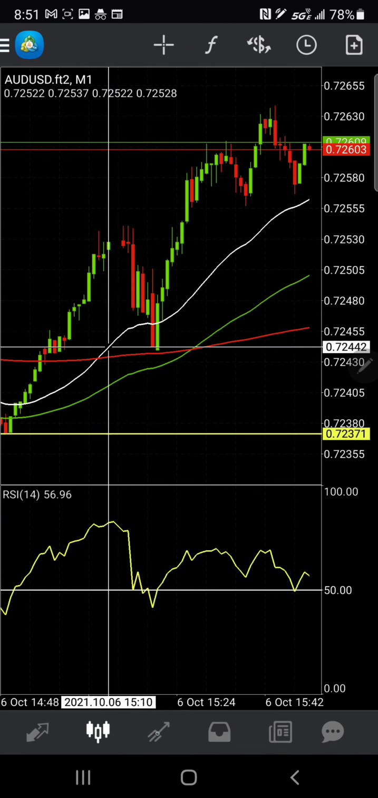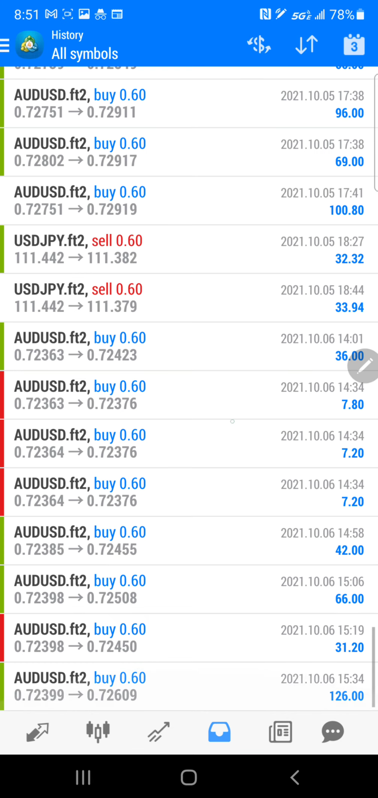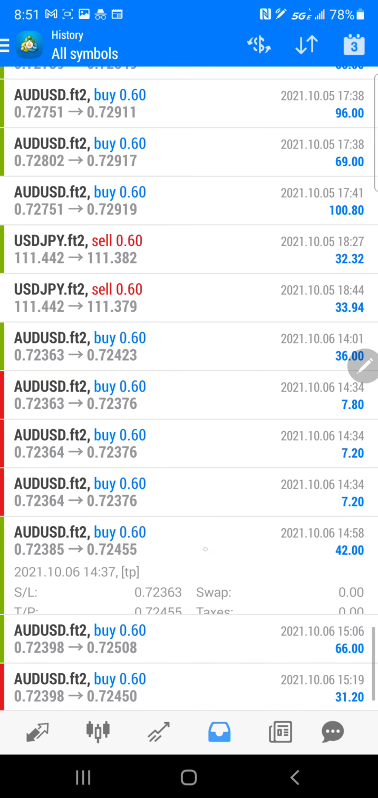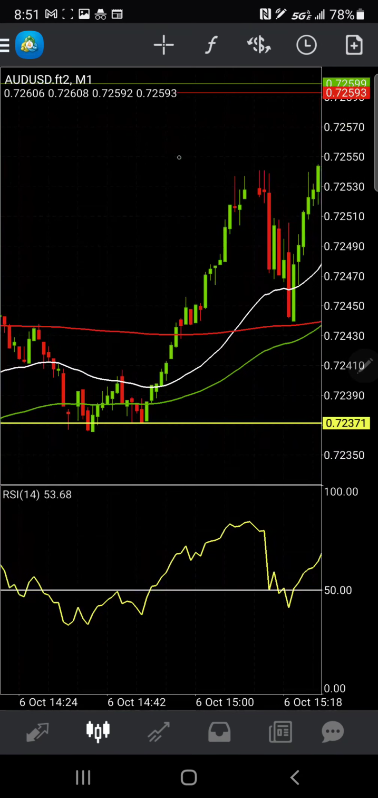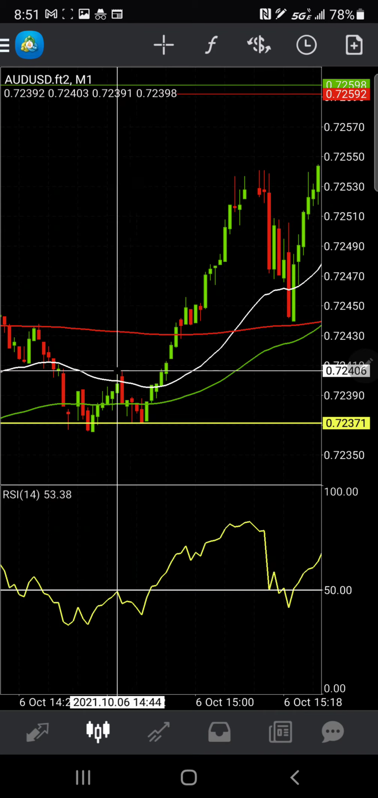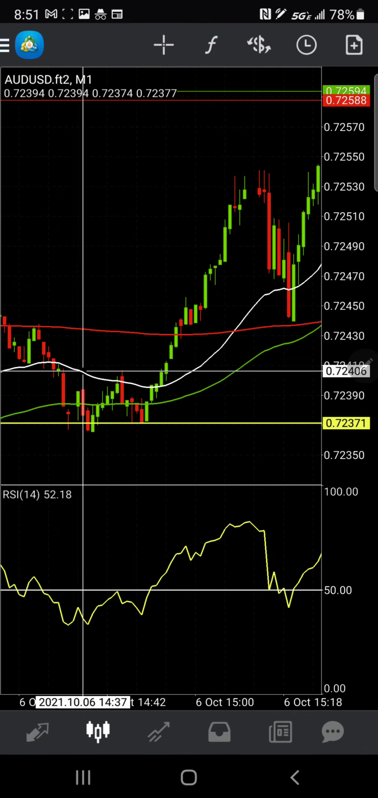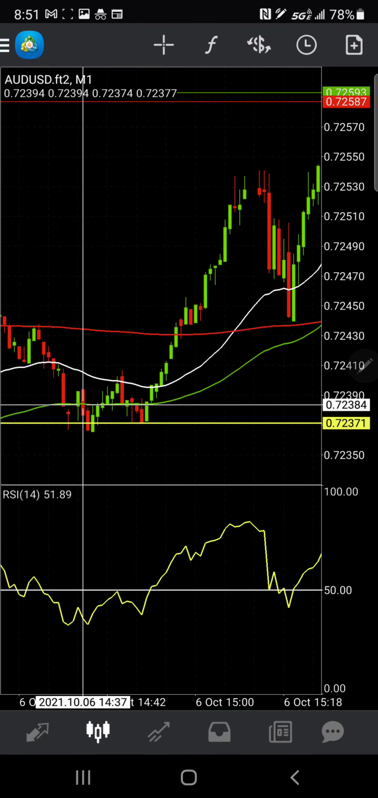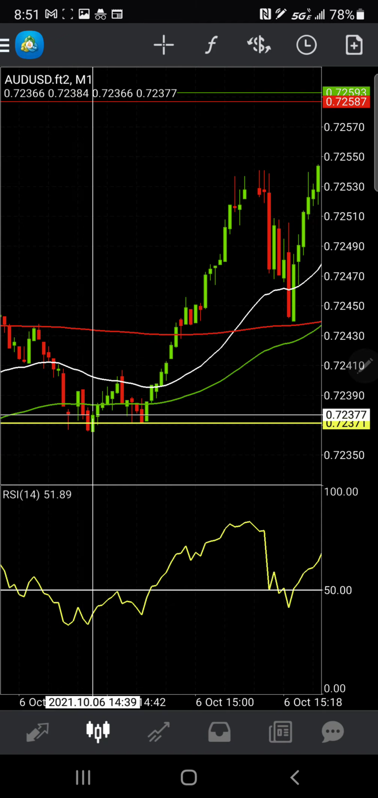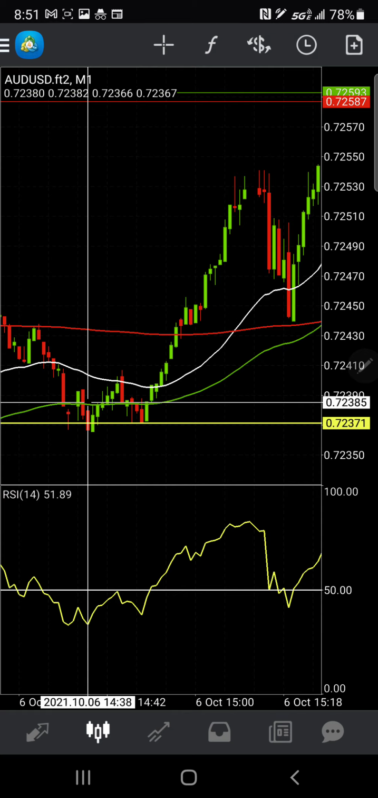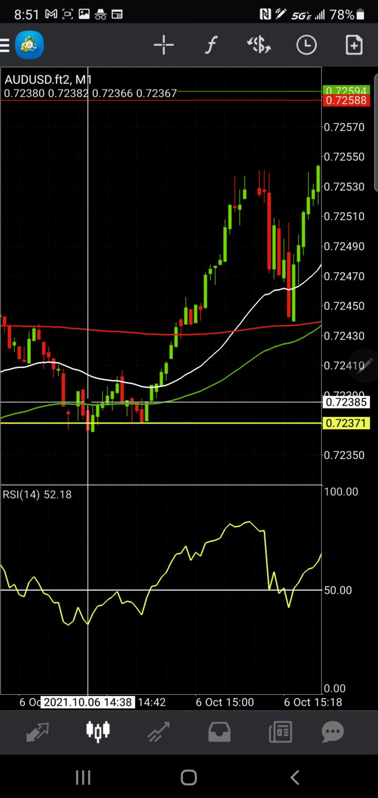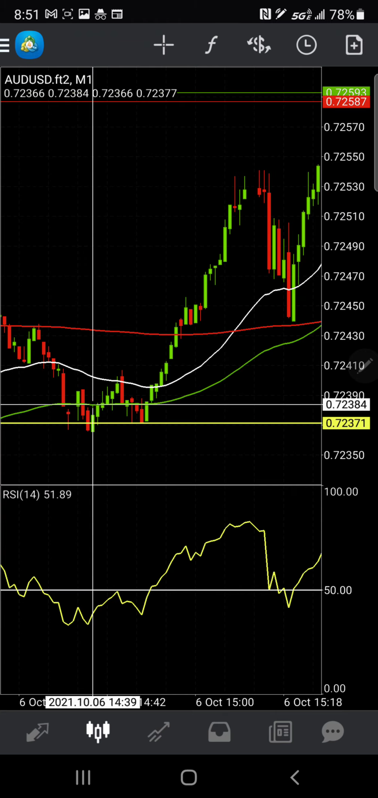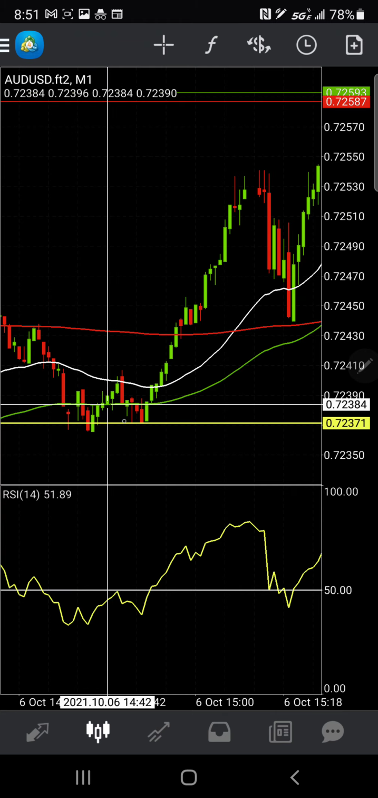Oh no, I didn't enter at that time. Sorry, you guys. I actually re-entered at 14:37. So I was looking at the wrong one. Okay, so 14:37. So that was right here. It's where I re-entered the trade. Yeah, I entered right here, right there at the 50-period moving average.